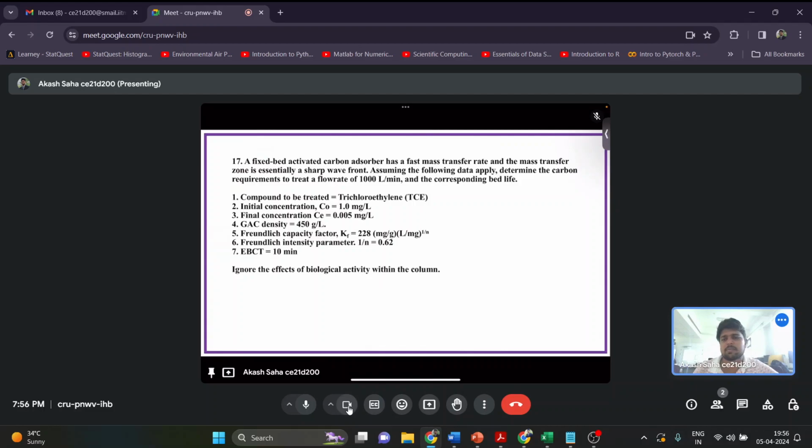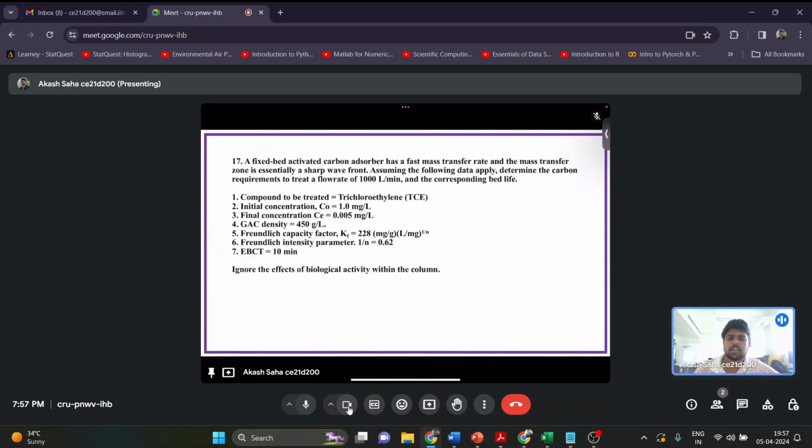1000 liters per minute. So the compound is trichloroethylene, that is also called TCE. Initial concentration is 1 milligram per liter. Final is 0.005 milligram per liter. The density of GAC is given as 450 gram per liter. KF value is 28. Another parameter, 1 by N, is 0.62, and the EBCT is given as 10 minutes.